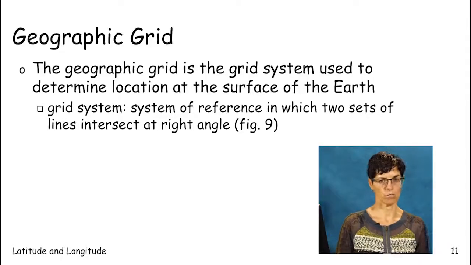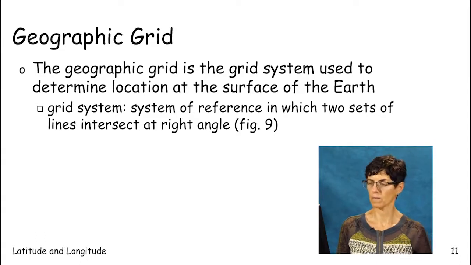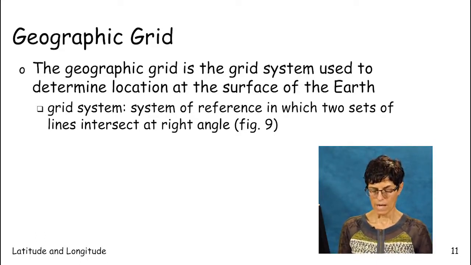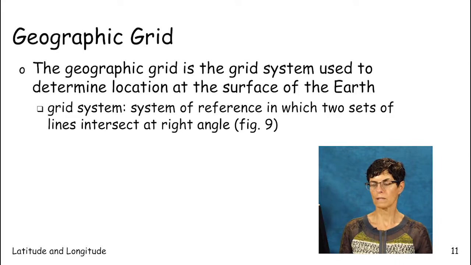So now let's talk about the geographic grid. The geographic grid is what we use for finding locations at the surface of the Earth. And it's based on a basic grid system. So first let's talk about a grid system. A grid system is a system of reference in which 2 sets of lines intersect at right angle.